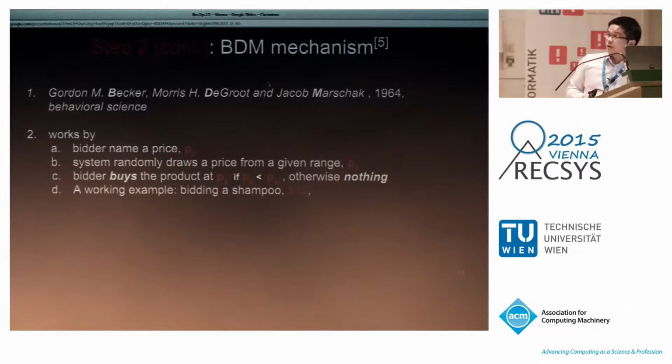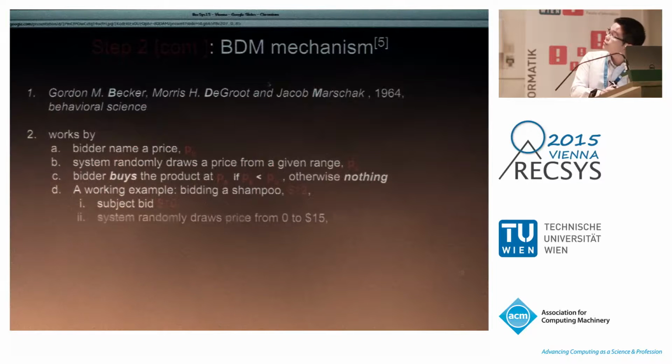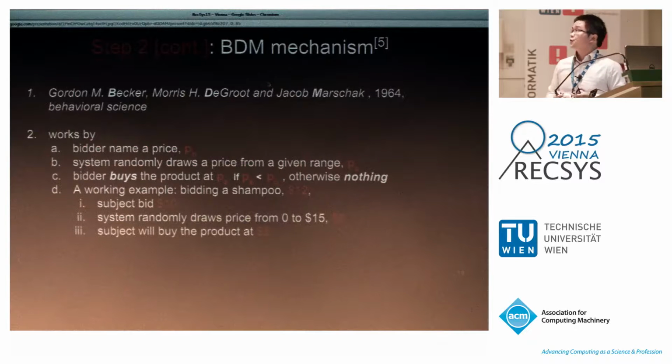Let's say the subject is bidding on shampoo, a shampoo that is worth about $12. The subject bids $10, and the computer generates $8. So clearly, the user's price is higher than the computer's, so the user will be able to buy the product at $8.